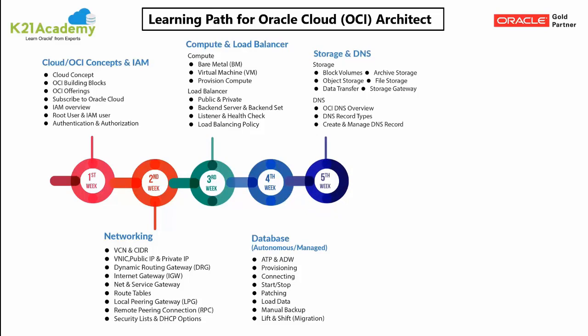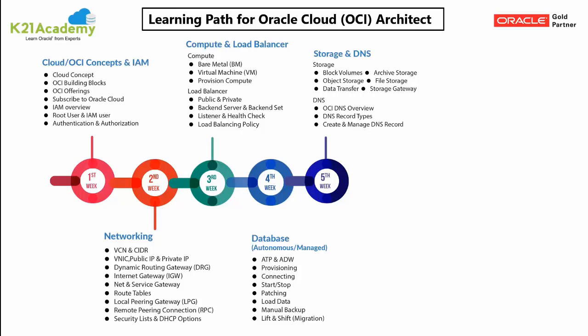Then the fifth week should be about storage and DNS. And within storage, there are different types of storage services like block volume, object storage, and within object storage, you have archive storage or standard storage. Then you have a file storage service, which was added recently. Then you have data transfer service. What are the options you get in order to transfer the data from on-premise to cloud? Expect some questions on the data transfer service.